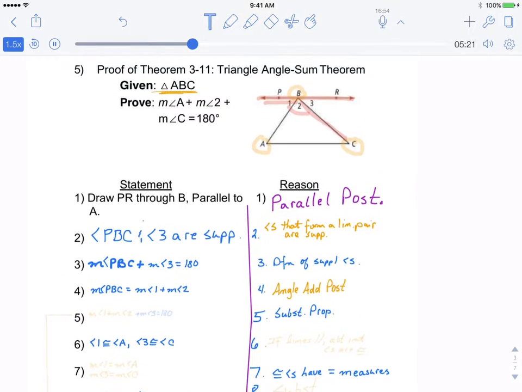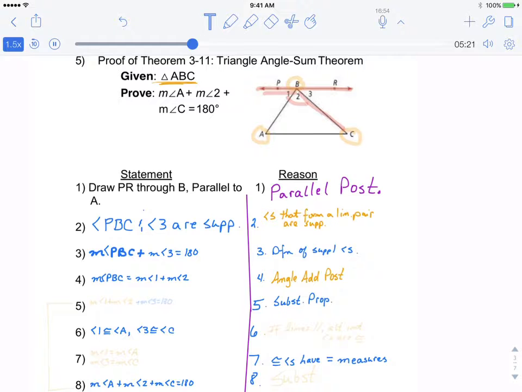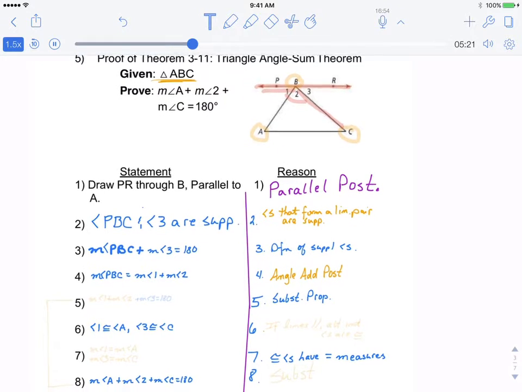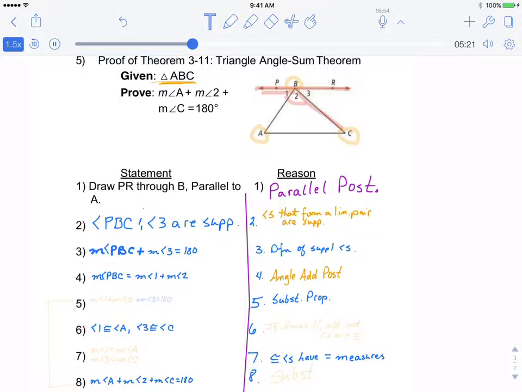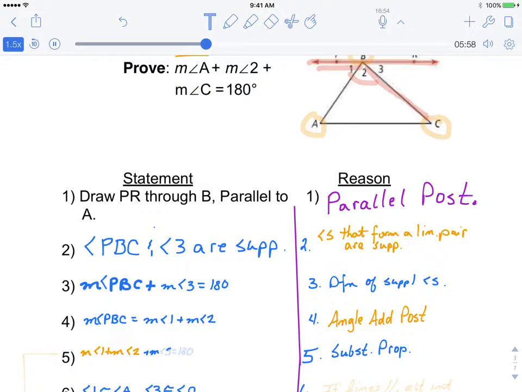Well, we know that PBC equals angle 1 and angle 2. So let's plug in for this PBC here. In number 3, for PBC, let's plug in the measure of angle 1 plus the measure of angle 2. And then we already had the measure of angle 3, right? So I'm going to put that in blue just so we can see it. So plus the measure of angle 3, and that's going to equal 180 degrees. So the PBC that we had in 3 is going to become angle 1 and angle 2. Okay, and that was step 5, and so we use substitution there.